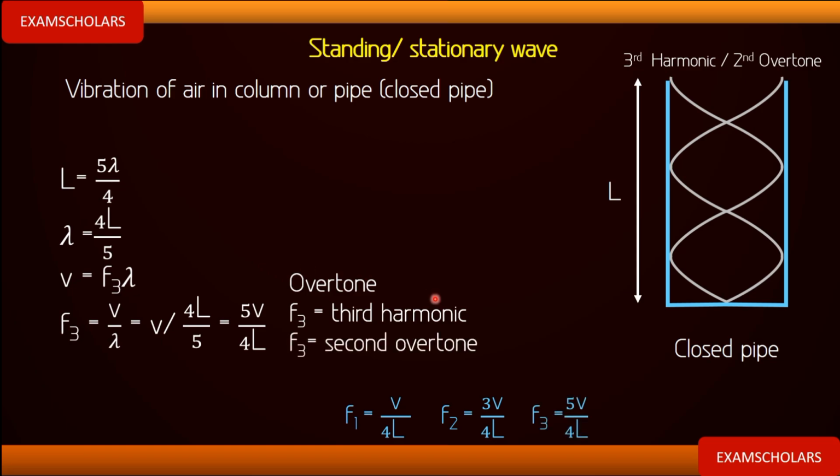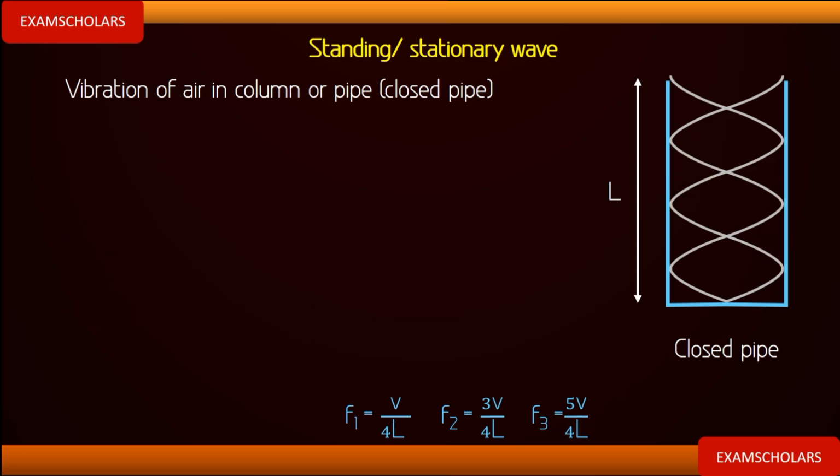We have the value being written here. We use it later on. Finally, let's add the fourth harmonic, which is known as third overtone. Fourth harmonic, third overtone. You have 1, 2, 3, 4, 5, 6, 7. 7 out of 4. So you have L is equals to 7 lambda over 4.